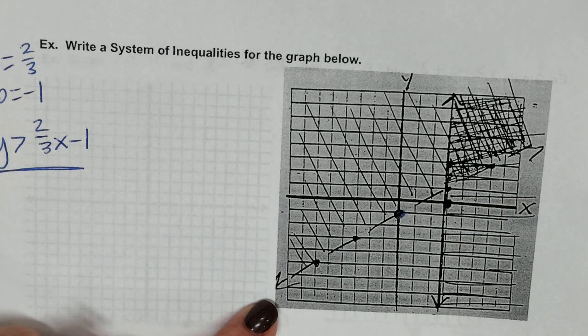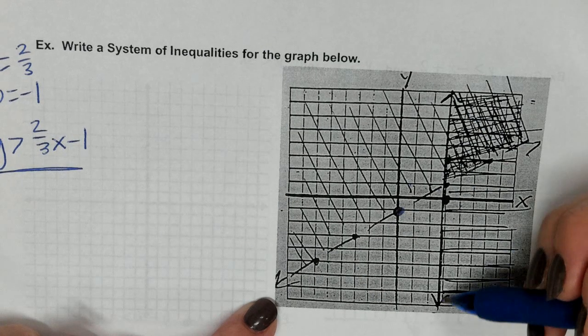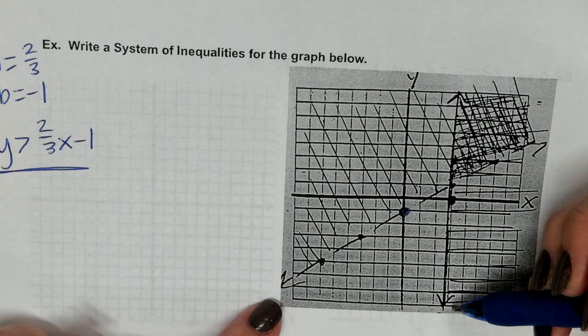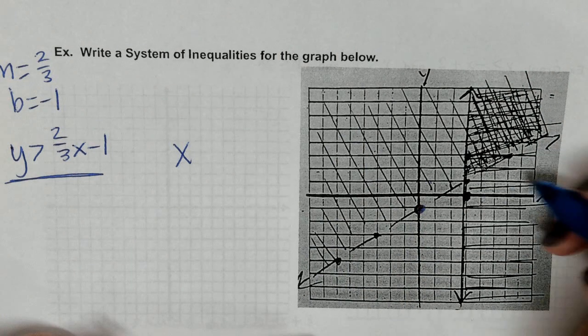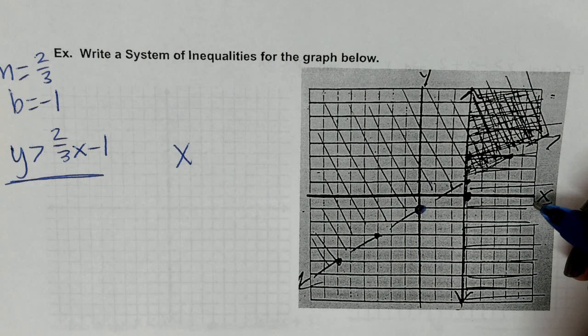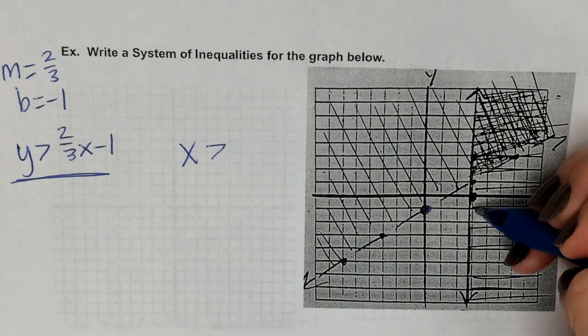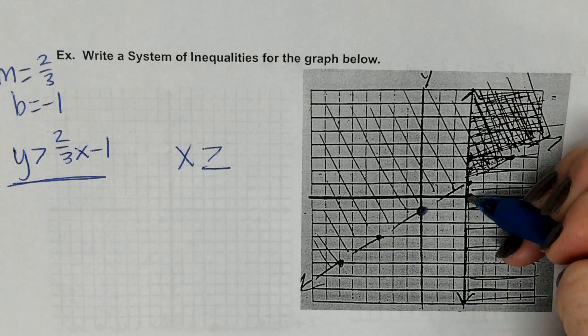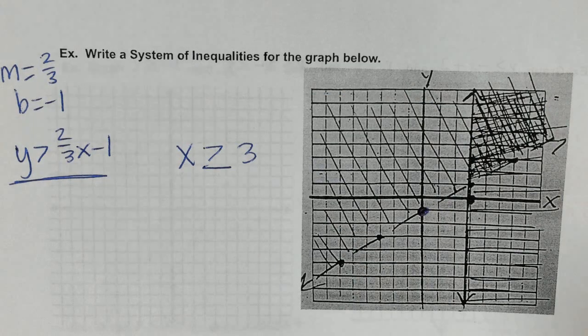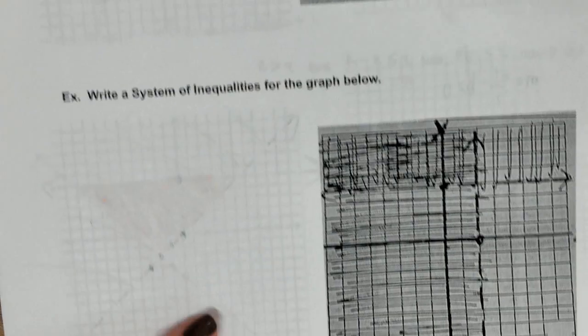Okay, now I need to do this one. That is a vertical line passing through what axis? So that's going to be x. Is it shaded to the right or to the left? The right, so greater than. Is it solid or dashed? So, or equal to. And where are we on the x-axis? 3. That's it, right? There's only 2 of them. Do y'all agree? Okay, do y'all want to try this one on your own?